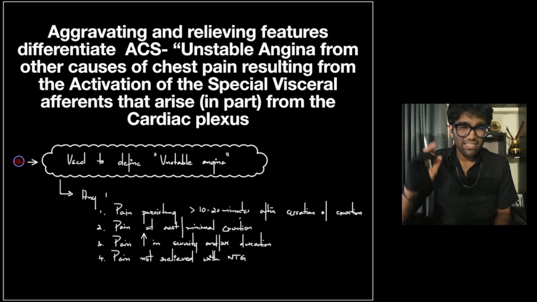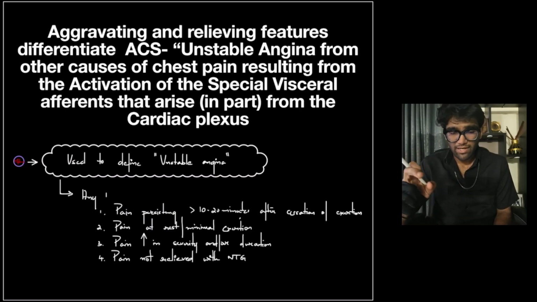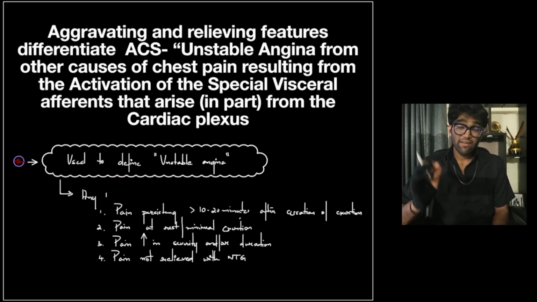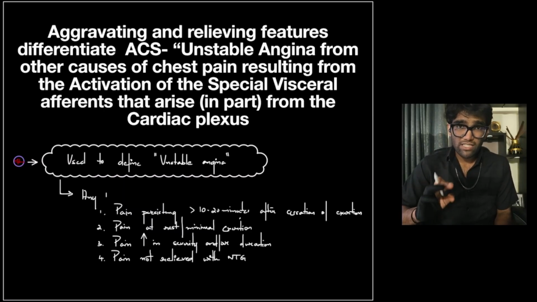So technically this is like a step 3. When you're thinking that it's the cardiac plexus origin nerves that are activated, you must first consider whether or not it fits into the definition of unstable angina. If it does, then you have to be very, very vigilant for the possibility of ischemic cardiac pain.